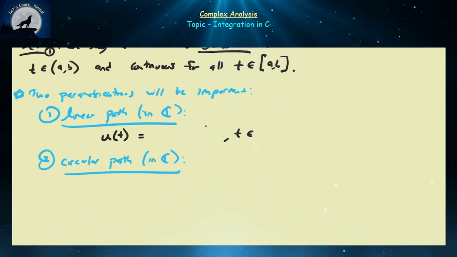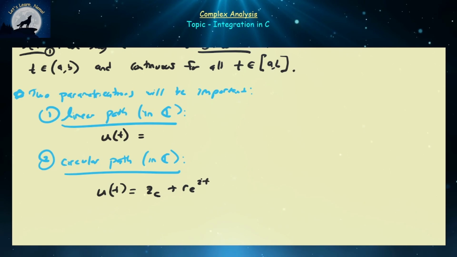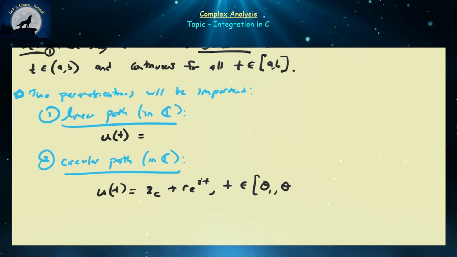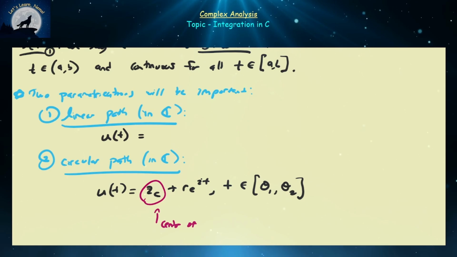Let's put that down here. Because remember, e to the i t is cosine theta plus i sine theta. So u of t is equal to z of c plus r e to the i t, where t ranges from theta 1 to theta 2. If you want a full circle, you can go from 0 to 2 pi or minus pi to pi. Either way is perfectly fine. Where this z of c value is the center of the circle, and this r is the radius of the circle.